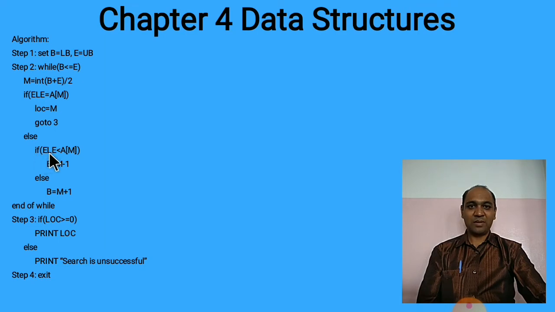So here if element is less than a of mid, that is array of mid, then we have to move on to the left hand side of the array by resetting e is equal to m minus 1. Otherwise we have to move on to the right hand segment, else beginning is equal to mid plus 1. Okay, so here let us move on to step 3, that is if this location is greater than or equal to 0, then it is going to print the location. Otherwise the else part will get executed, that is print search is unsuccessful, and step 4 is exit.